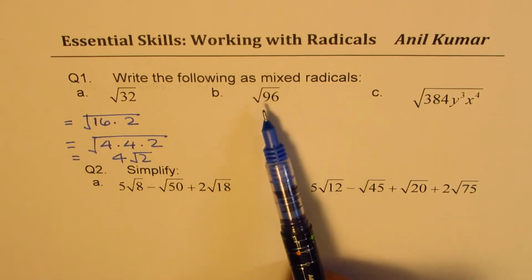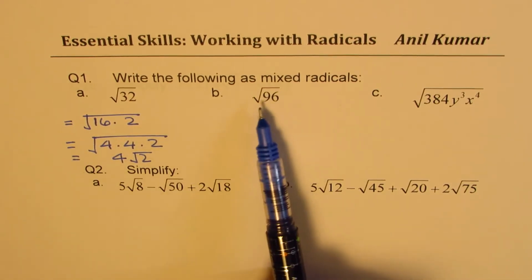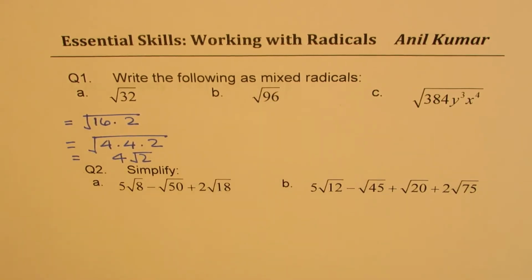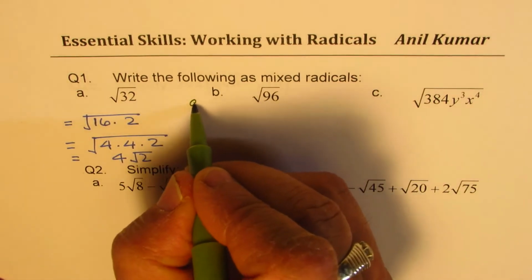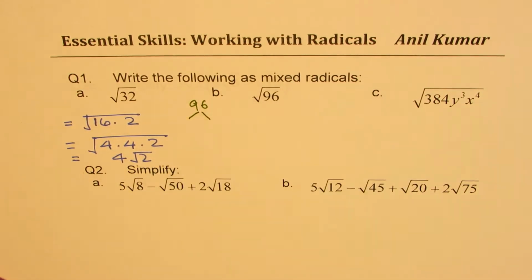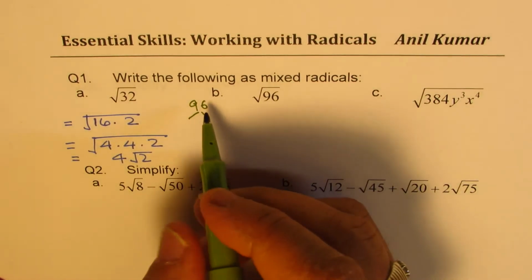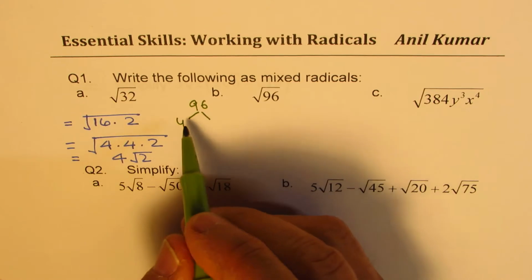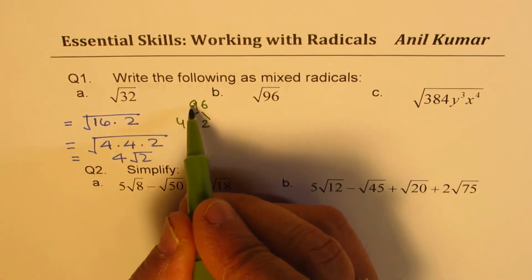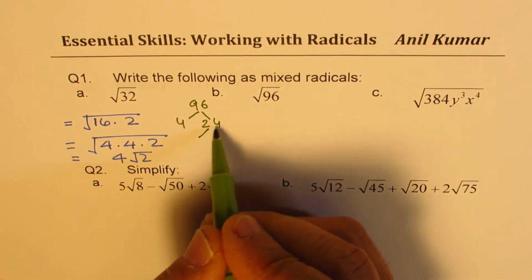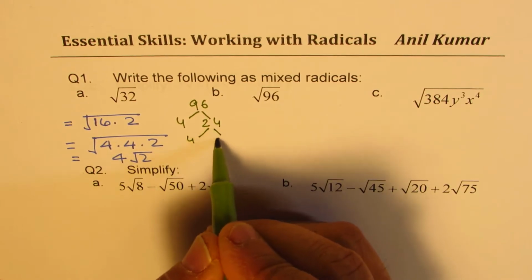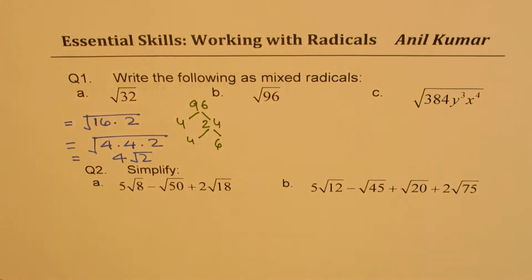Now square root of 96. Now how do I get the mixed radical from here? Now it could be very tricky. Sometimes you have very big numbers and you don't know what to multiply with. So what we could do here is prime factorization, correct? You can divide by 4. 4 is a perfect square, right? So 4 times 2 is 8. So you get 16, 24. 24 is 4 times 6, correct? So that gives you an idea that I could split it like this.